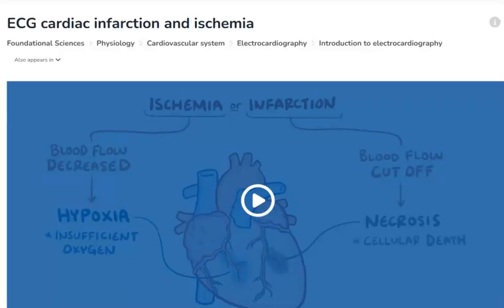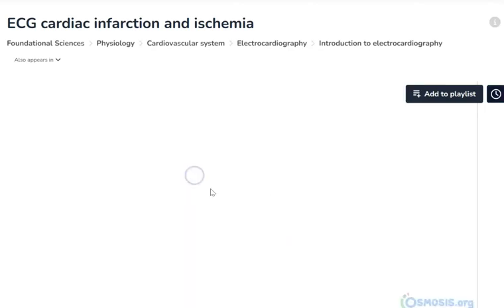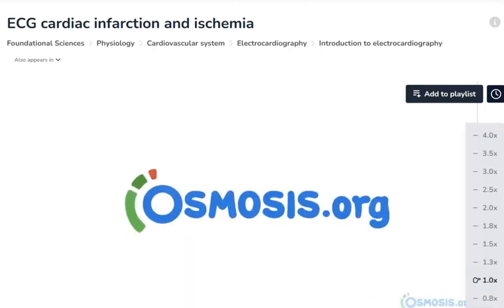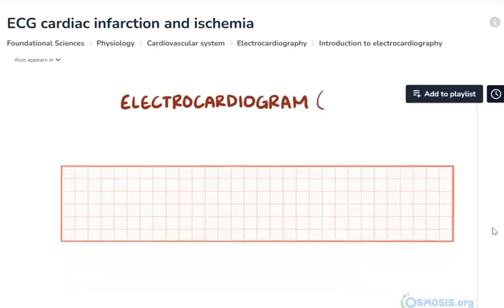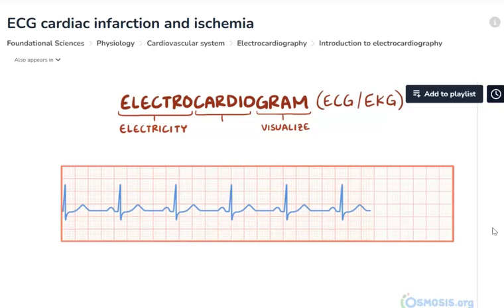So let's stretch this a little further and make sure we have a really good understanding of the EKG, infarct, and ischemia. An electrocardiogram, or ECG, or the Dutch or German version of the word, EKG, is a tool used to visualize the electricity that flows through the heart.